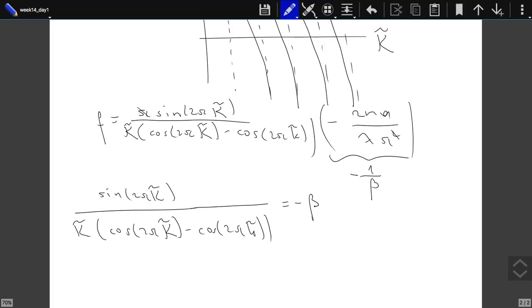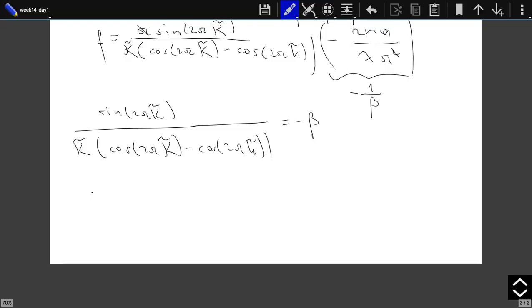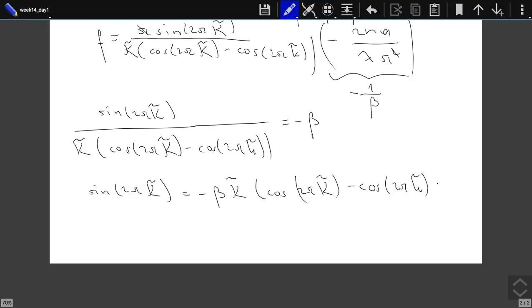Now remember, kappa gives us the energy, and k is the quantum number that specifies the eigenvalue under translations by multiples of a. Let's collect all the kappa terms and the k terms on different sides. So sine of 2 pi kappa tilde is equal to minus beta kappa tilde times cosine of 2 pi kappa tilde minus cosine of 2 pi k tilde. You already see that this function f has many divergences just looking at the denominator. Whenever cosine 2 pi kappa tilde is equal to cosine 2 pi k tilde, for a given k tilde this equation has infinitely many solutions, so you have infinitely many poles.